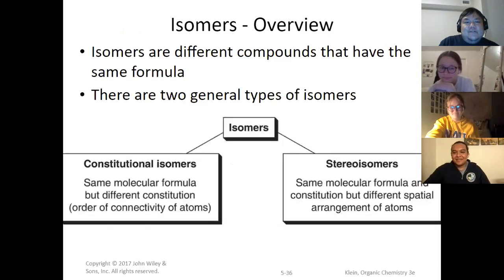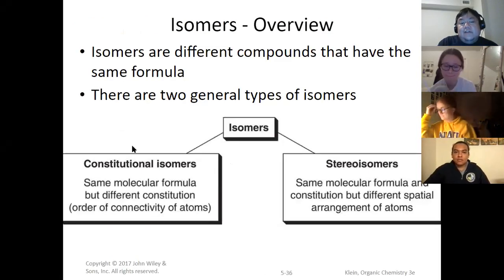So this is just it. Isomers are different compounds that have the same formula, right? Constitutional isomers have the same molecular formula but different constitution. They are connected differently, right? I like to say different connectivity. Stereoisomers have the same molecular formula, same constitution, but they just have a different 3D arrangement, right?